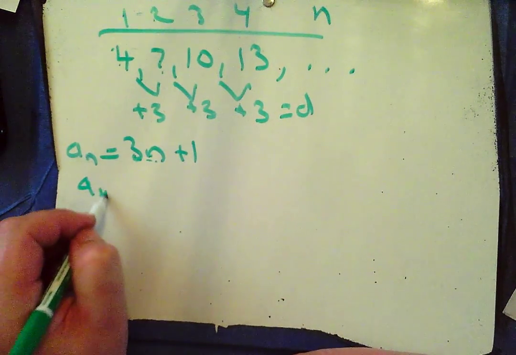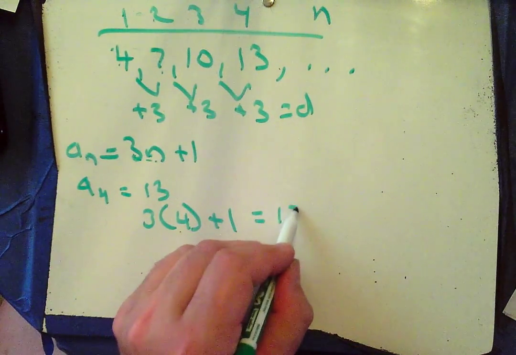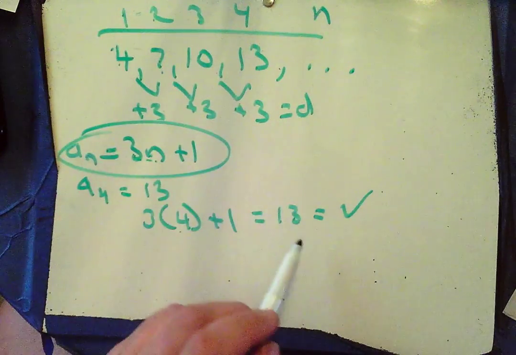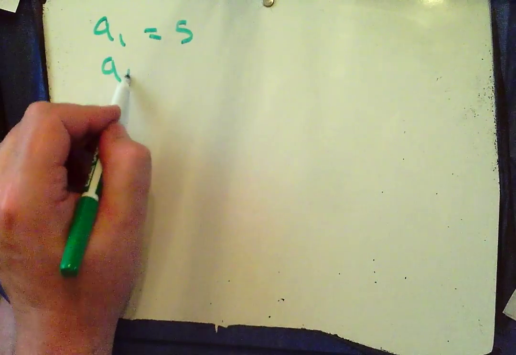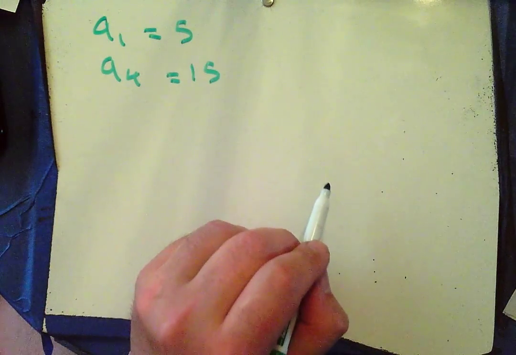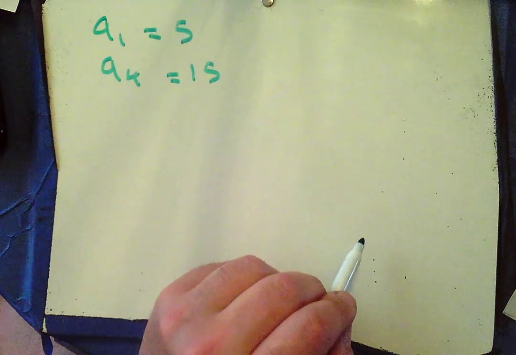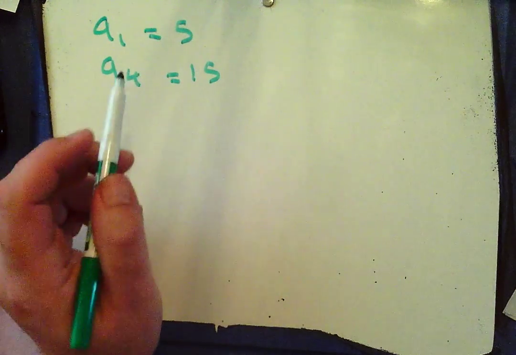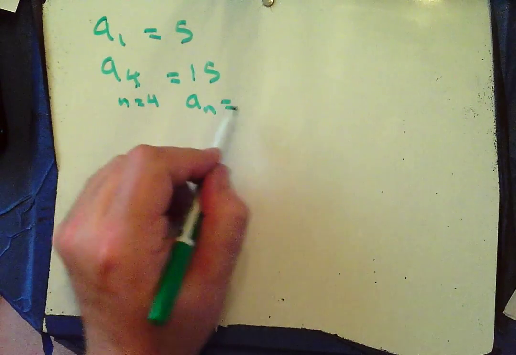Let's test a value, like a sub 4 should be 13. 3 times 4 plus 1. Why, yes, that is 13. So there's my rule. Again, I can use either what's my rule or that general arithmetic model that I used in the last problem. What can you get with this one? A sub 1 equals 5. A sub 4 equals 15. Okay. So in this situation, we're asked to write the arithmetic rule. Here, I don't know what d is, but I do know that when n is 4, a sub n is 15.